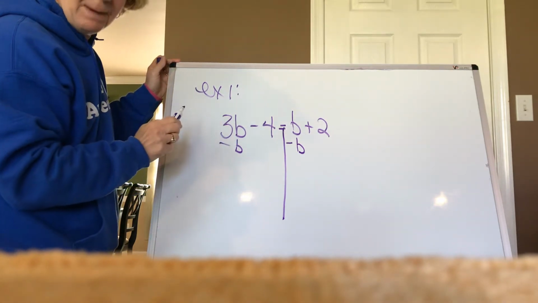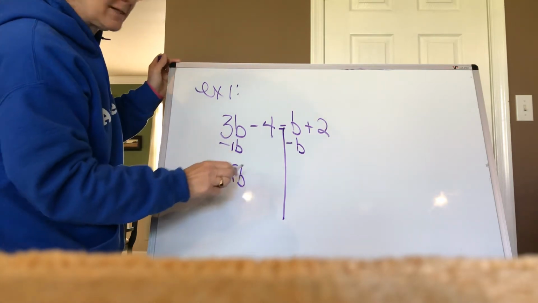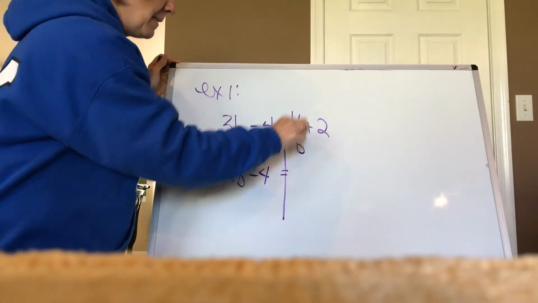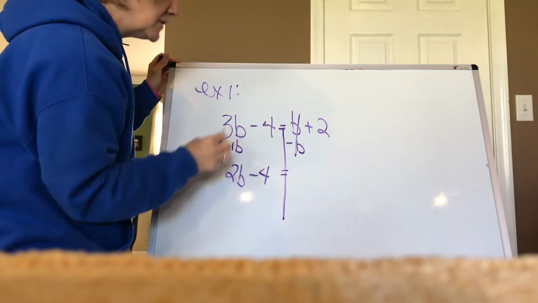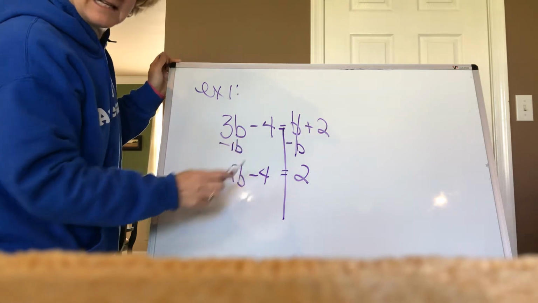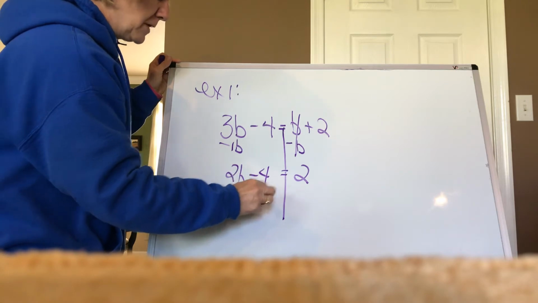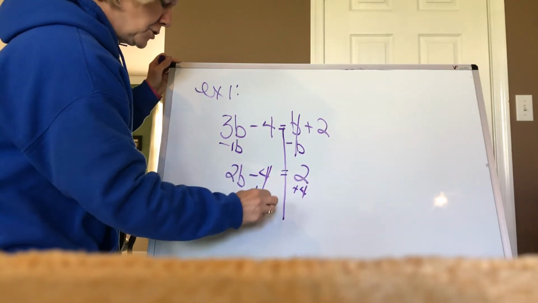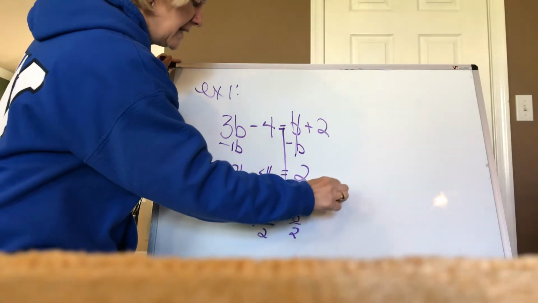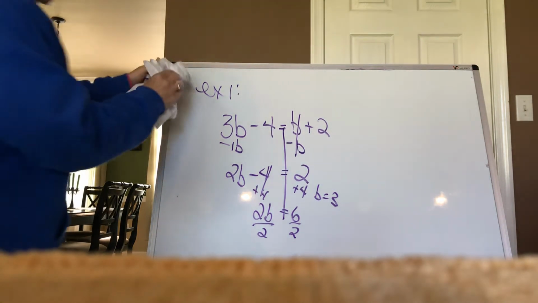3b minus b. Remember, that's minus 1b. 3 minus 1 is 2b. Bring down the minus 4, that comes straight down, equals b minus b is 0. So that's gone. I've moved it to the other side, equals 2. Now, look at that. That is our classic two-step equation. Now I can solve just like we always did. I add 4 to both sides. So 2b equals 6. Divide both sides by 2. b is 3. All right. So remember, simplify both sides.